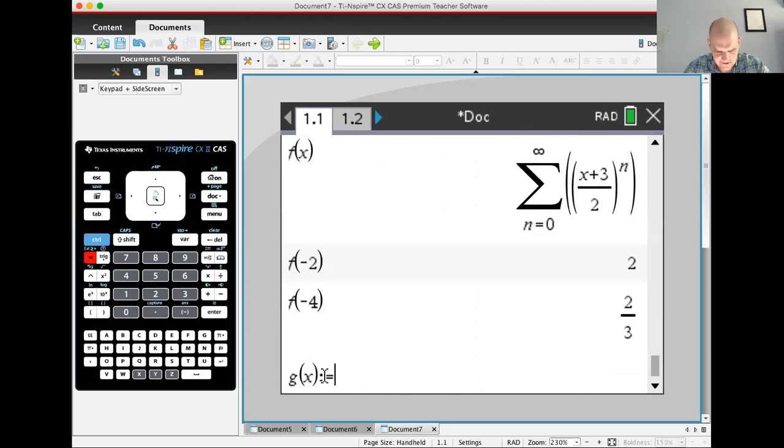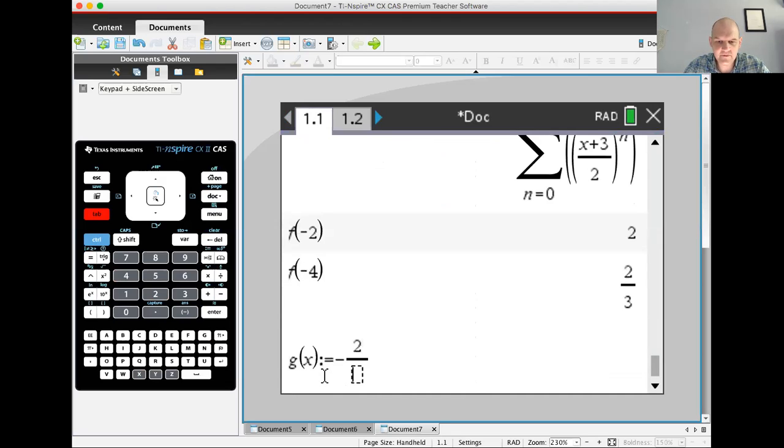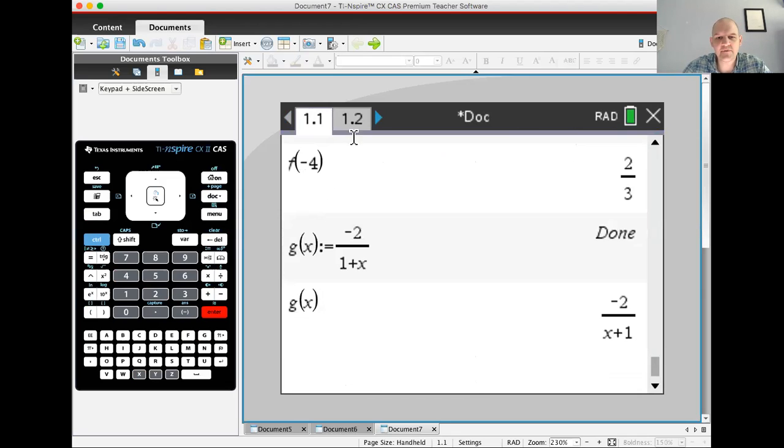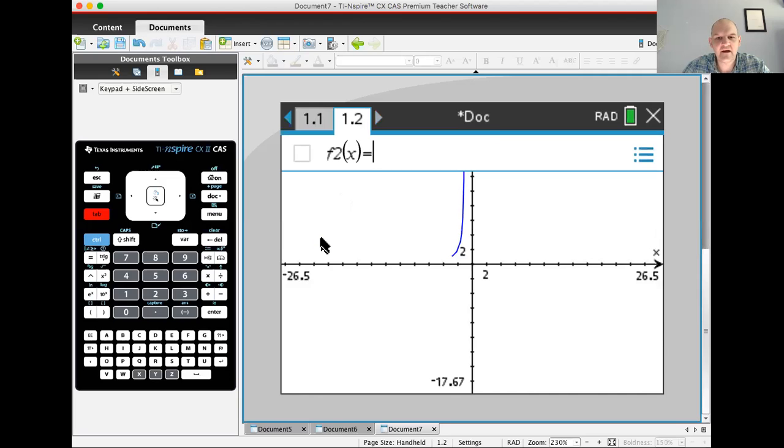G of x. I was going to say, let's not look a gift horse in the mouth. What's x? I think that has something to do with the fact that you can tell how old a horse is by looking at its mouth or something like that. So let's graph g of x.